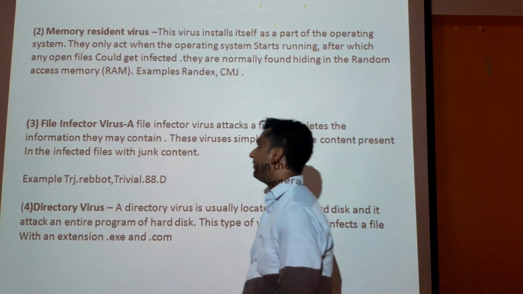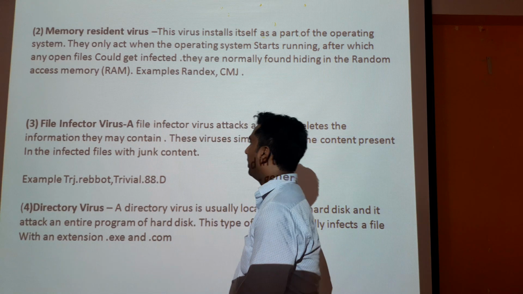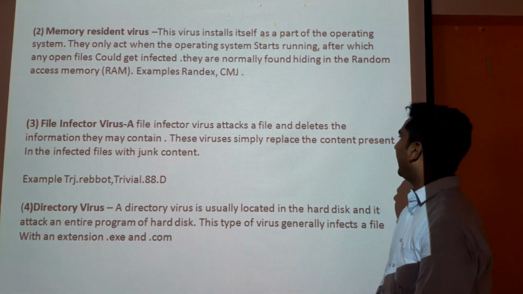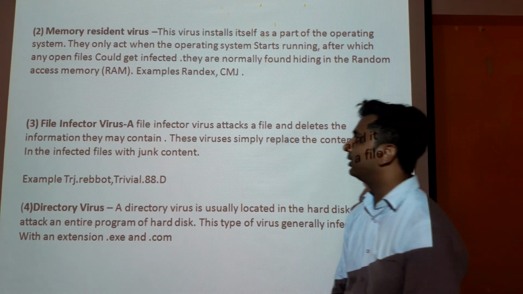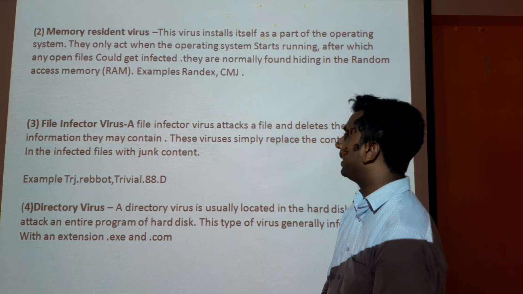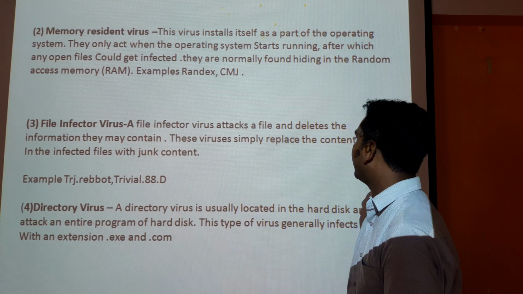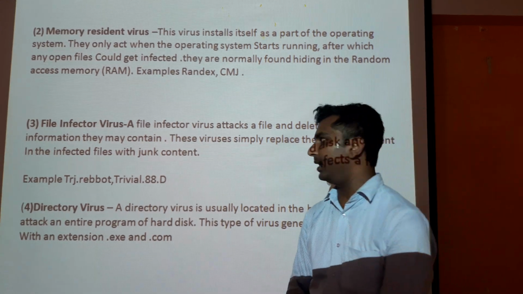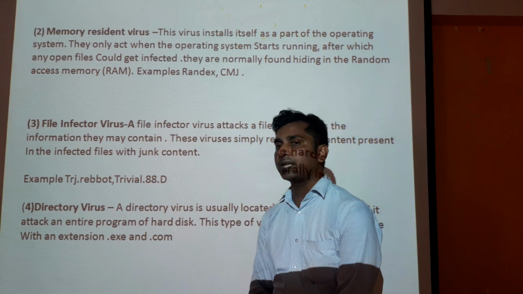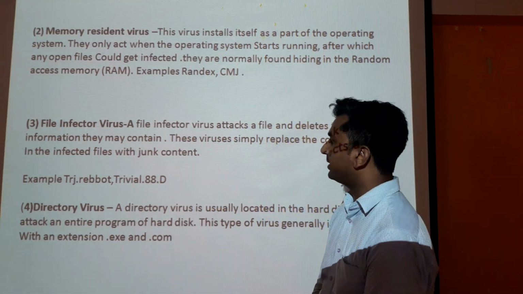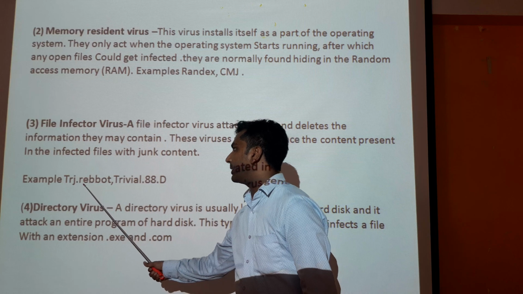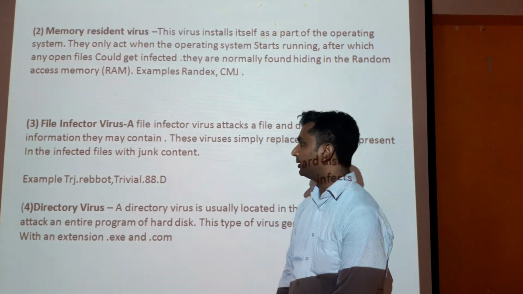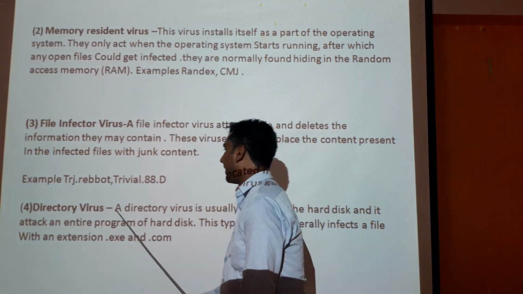Third one is the file infector virus. A file infector virus attacks a file and deletes the information it may contain. These viruses simply replace the content present in the infected file with junk content. Examples of file infector virus are trj.reboot and reverse.88.d.